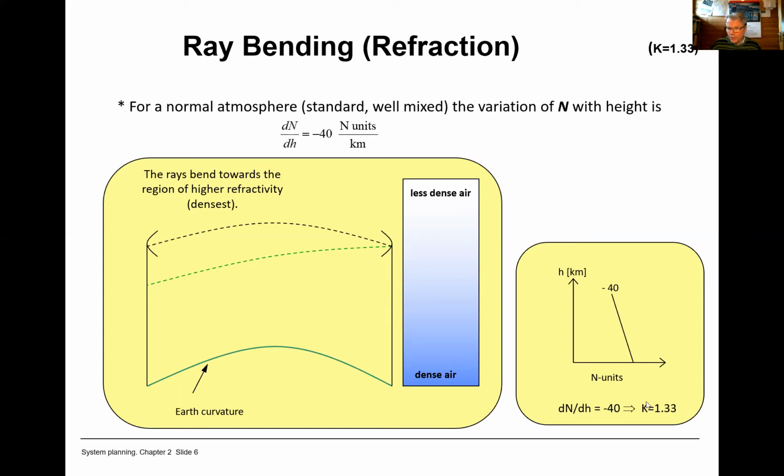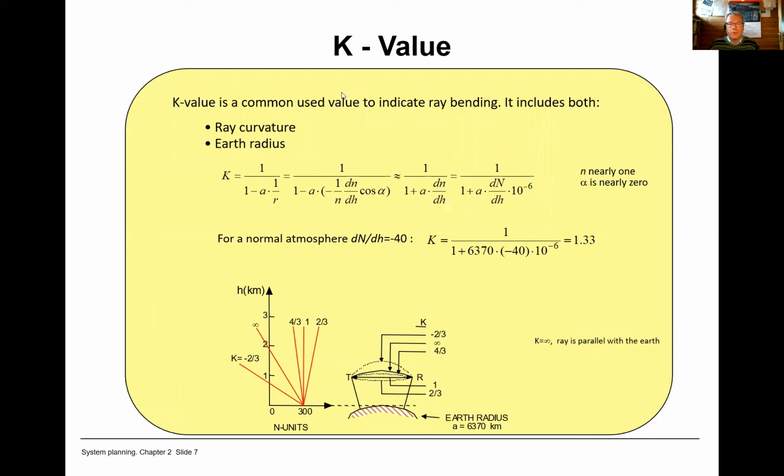Here you see something called the K factor. There is a relation between this and the K factor, and that will come on the next page, I think. Yeah, here we got it. We are using what we call K value. It includes ray curvature and the Earth radius. The definition of K is 1 divided by 1 minus a, which is the radius of the Earth, divided by R, where 1 divided by R is the curvature of the wave.